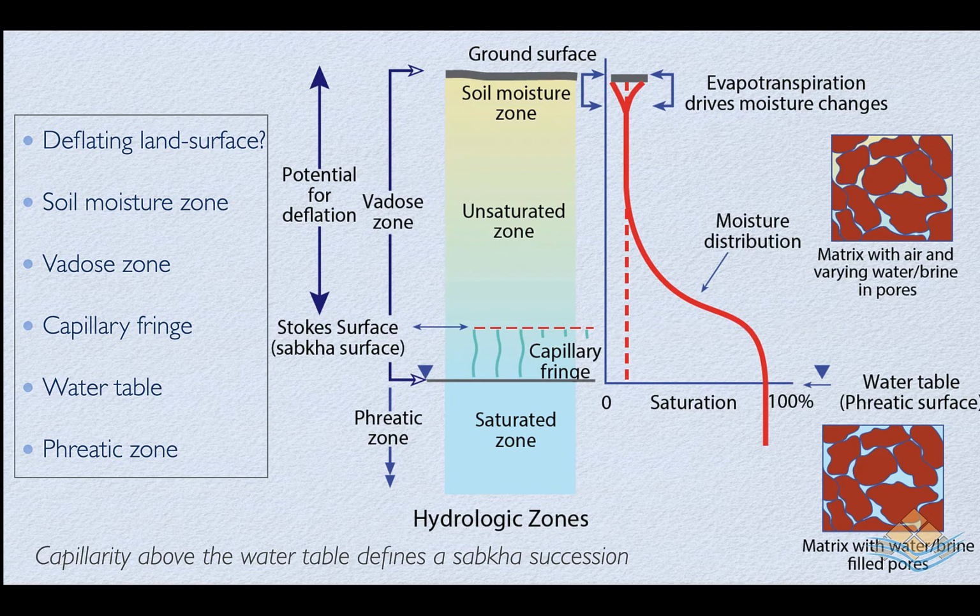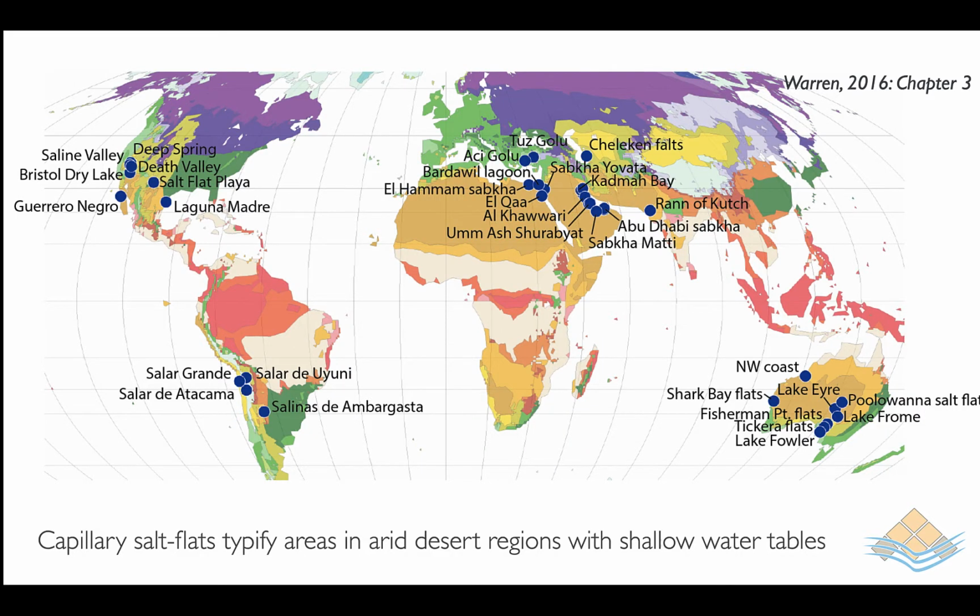Of course, this will depend on whether we have a rising water table, a stable water table, or a falling water table, where that Stokes surface position will be. But anything sitting above the top of the capillary fringe has the potential for deflation. And as I said, that capillarity zone above the water table is where the evaporites are forming in any salt flat, saline salt flat, or Sabkha succession. So, in a single concept, we can explain the Sabkha succession, and that is capillarity above a water table will define the thickness, the mineralogy, and the textures we see in a Sabkha succession. A Sabkha succession is just another name for a salt flat.